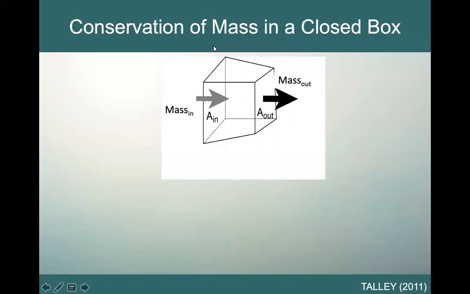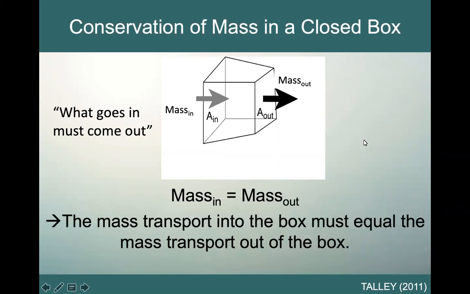So we're going to start by thinking about conservation of mass in a closed box. Here is our imaginary box, and we're going to take this and put it out in the middle of the ocean. It's an imaginary box, so it allows the water to come in and go out. Conservation of mass tells us that what goes in must come out. So the mass going in must equal the mass coming out, or the rate of this mass flowing in must equal the rate of this mass flowing out. So we say the mass transport into the box must equal the mass transport out of the box.